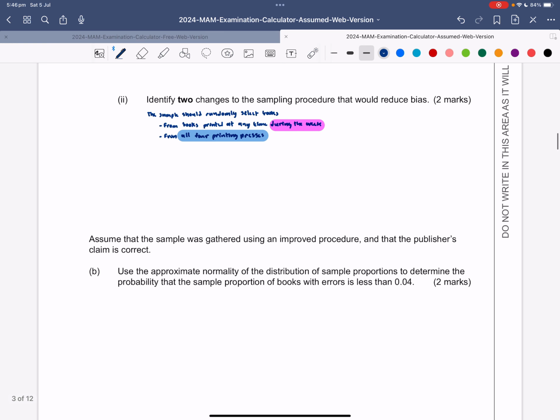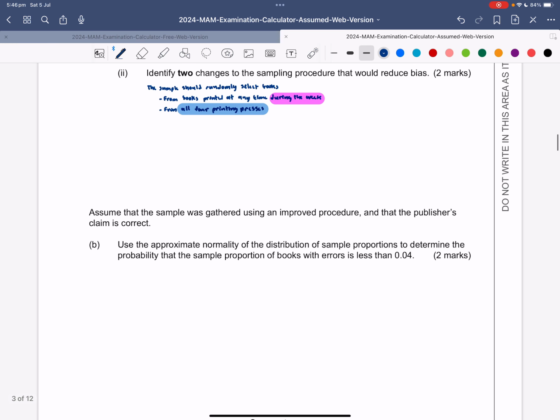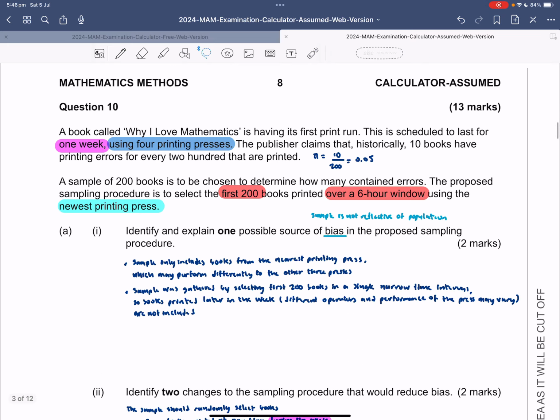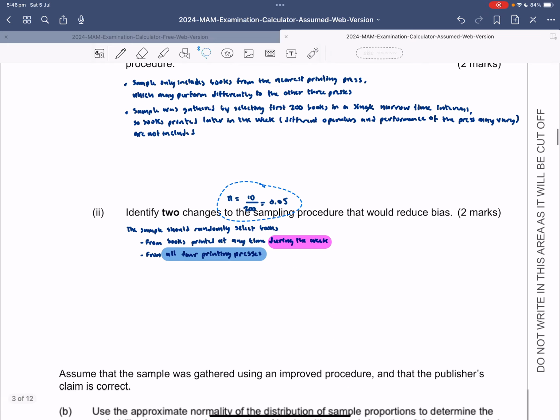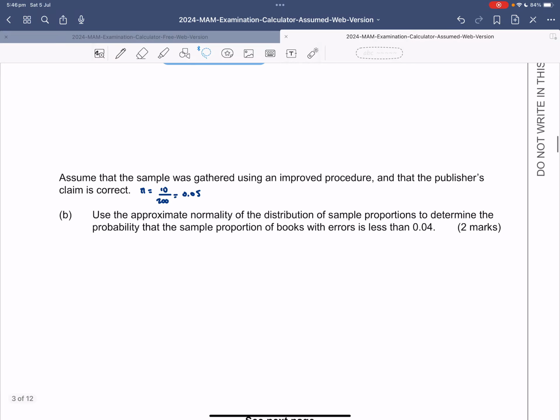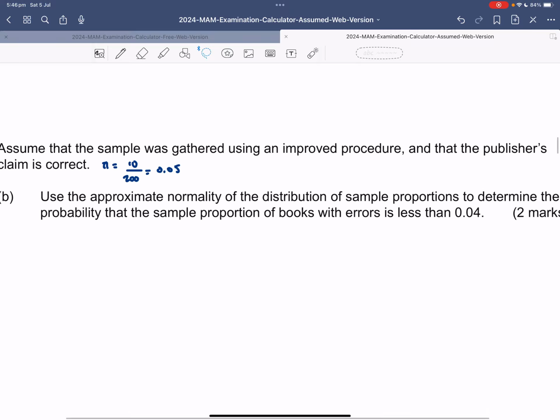All right, let's assume the sample was gathered using this improved procedure. Fine. And that the publisher's claim is correct. Well, what's the publisher's claim? The publisher's claim is that the population proportion is 0.05. Use the approximate normality of the distribution of sample proportions. I love that phrase, the approximate normality of the distribution of sample proportions.